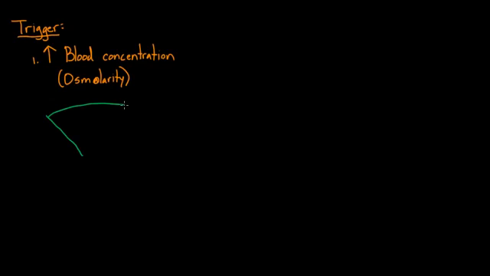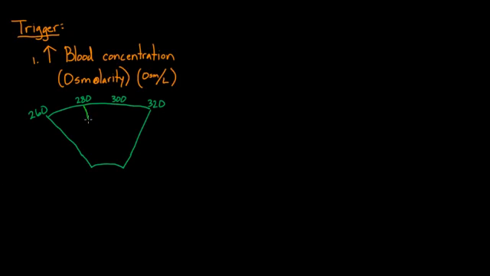So on one side, let's say you've got 260, and on the other side 320. And this is just concentrations, right? So 280 and 300. And this is osms per liter. Actually, these are the units here. So osmolarity is measured in osms per liter.